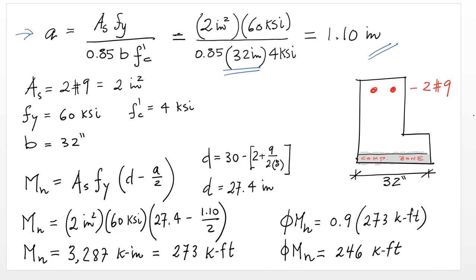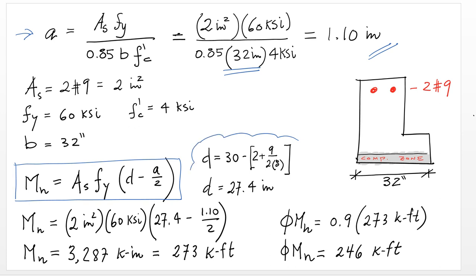With that value of a, we can go into the formula for moment capacity, which is As fy times d minus a over 2. Now that we have selected our reinforcement as two number 9s, we can compute a more precise value of d, as shown right here. d would be 30 minus 2 plus 9/8 divided by 2. 9/8 is the diameter of a number 9. That results in a d of 27.4, and if we substitute into the formula with all the corresponding values, we obtain a nominal moment capacity of 273 kip feet.